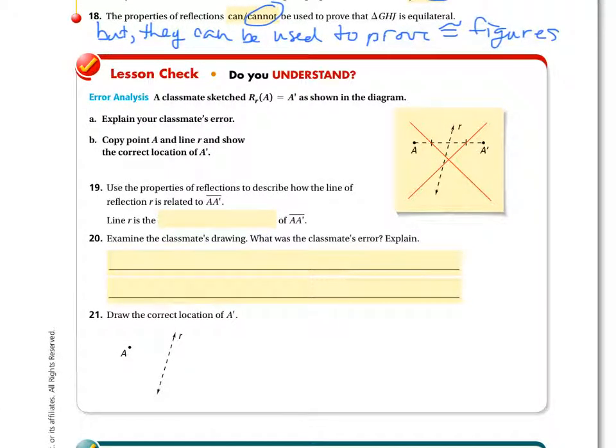A classmate sketched the reflection of point A over line R as A prime shown in the figure. So here's point A, here's the line of reflection, and here's A prime. Explain your classmate's error and copy point A and line R and show the correct location of A prime. Well, they've got it down here, so you don't have to copy it, you can just put it down there. All right, so go ahead and answer. I will give you 1 minute to consider it.